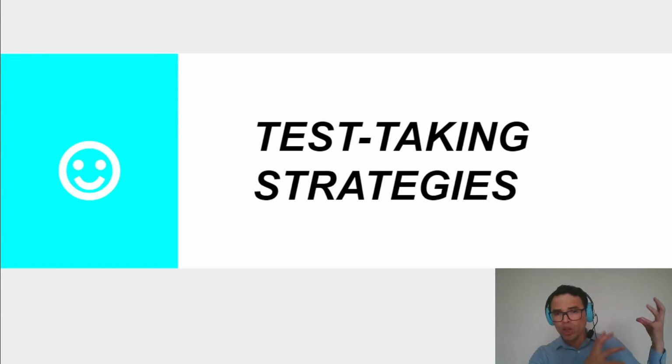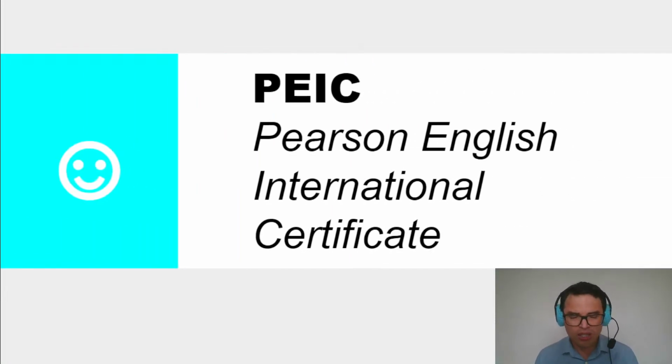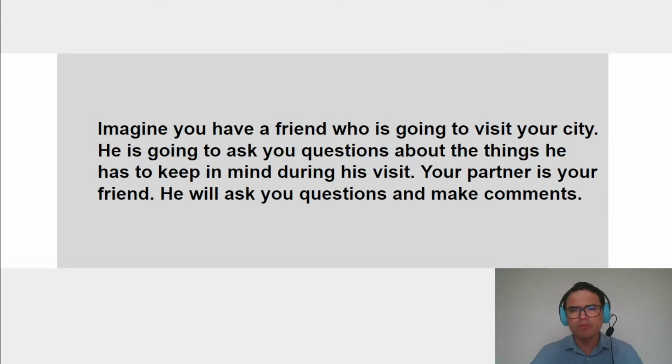Now we are going to use all the grammar that we have been talking about to practice our test-taking strategies. So the topic, or this test-taking strategy, is related with taking the PEIC exam, the Pearson English International Certificate. So when you take this exam, they give you tasks like this. This is the situation. Imagine you have a friend who's going to visit your city. He's going to ask you questions about the things he has to keep in mind during his visit. Your partner is your friend. He will ask you questions and make comments. So this is the task, right?